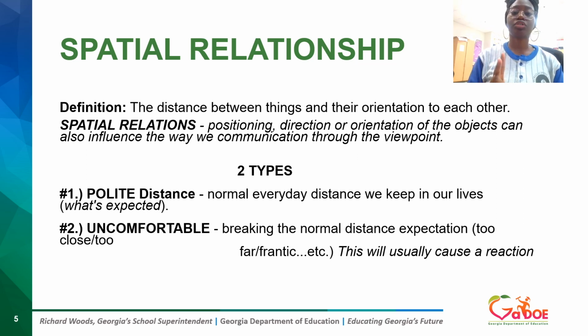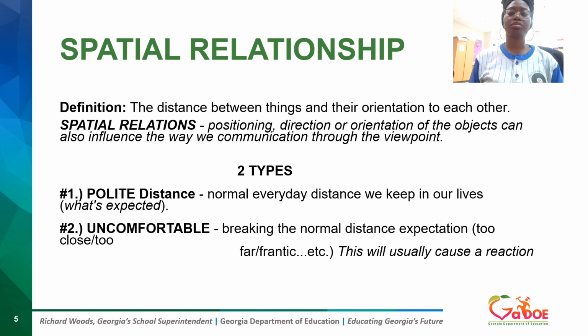Now, there are two types of distance that we have. There's the polite distance, which is your normal everyday distance that we keep in our lives, what's expected. And especially during COVID, it's 6 feet apart. There's uncomfortable distance. This is breaking the normal distance expectation by either standing too close or too far.